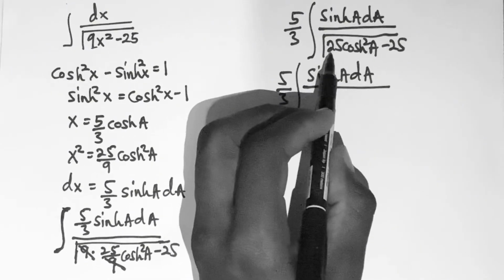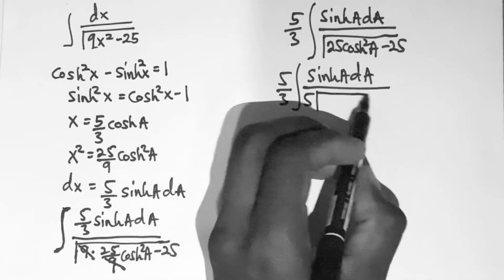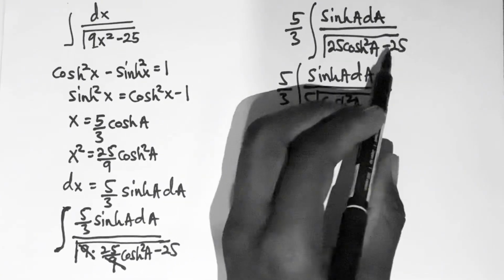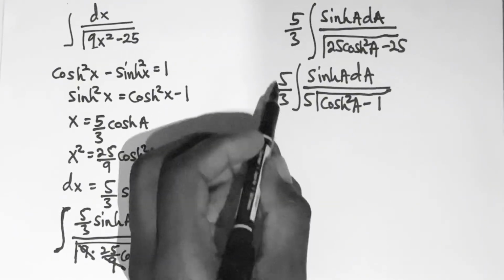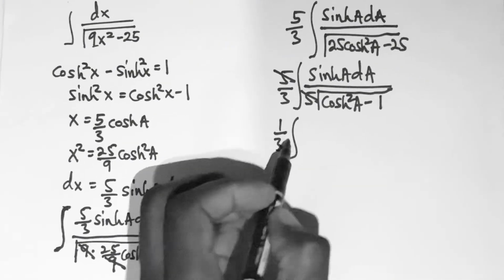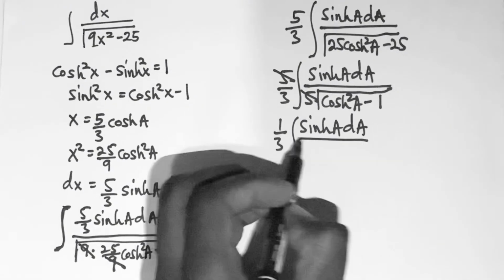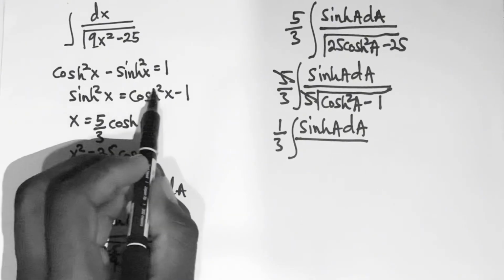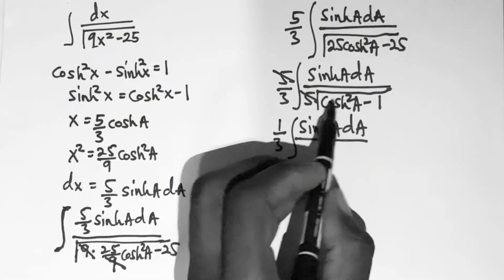If I factorize 25 out and I take the square root of 25, I'll get 5. So here will be 5 times the square root of cosh squared A, remember, I factorized 25, so here we will be left with minus 1. So I can bring that 5 out, and this 5 will cancel this 5. So we'll be left with 1 over 3 integral of sinh A dA divided by, we said that sinh squared x is equal to cosh squared x minus 1. So all of this will be sinh squared A.